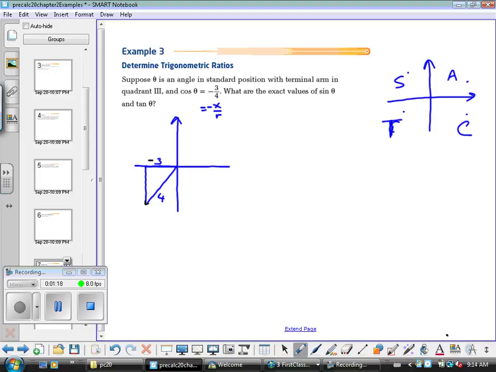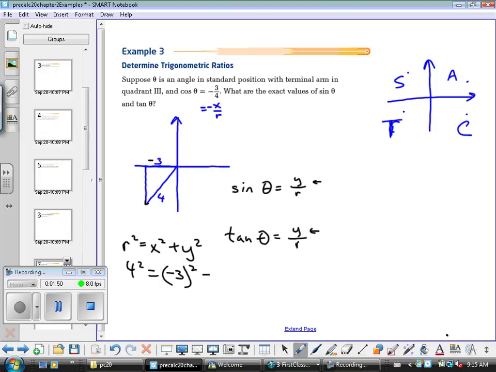So if we want to use sine, we're going to need y over r, and if we want to find tan, we're also going to need y over r. And so what we need to do then is use our Pythagorean theorem and find out what the y value is, because we need it for both of these functions. So we know that r squared equals x squared plus y squared. It's going to be 4 squared equals (-3) in brackets, of course, squared plus y squared.